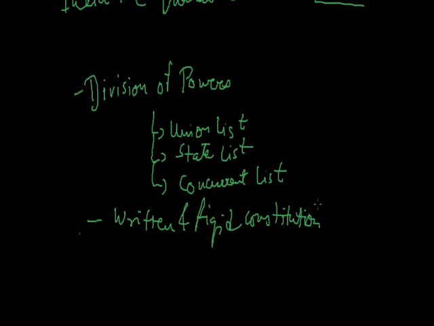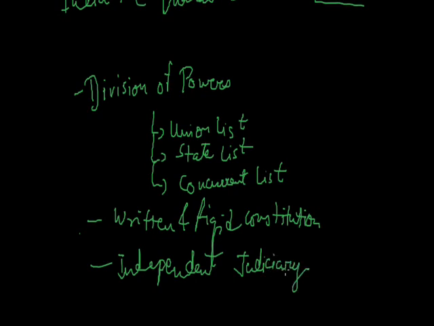Third feature of federal government is independent judiciary. Independent judiciary means the courts will interpret what is there in the constitution, and if there is any dispute between the government of India and one or more states, or between two or more states, then courts are there to settle the dispute.